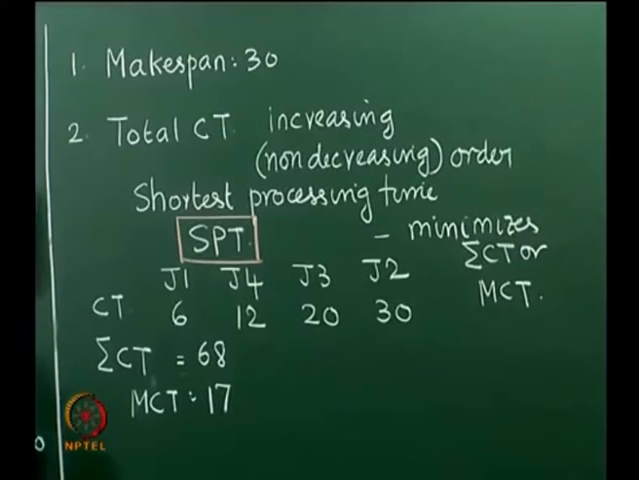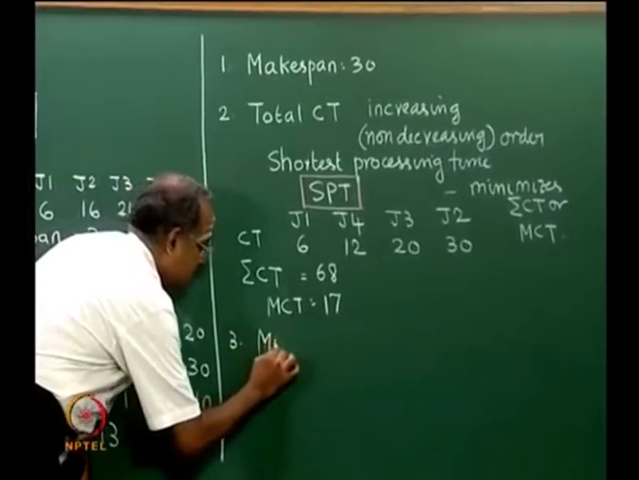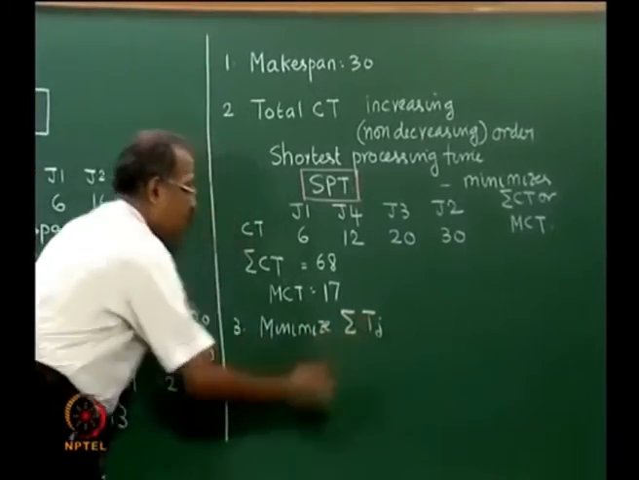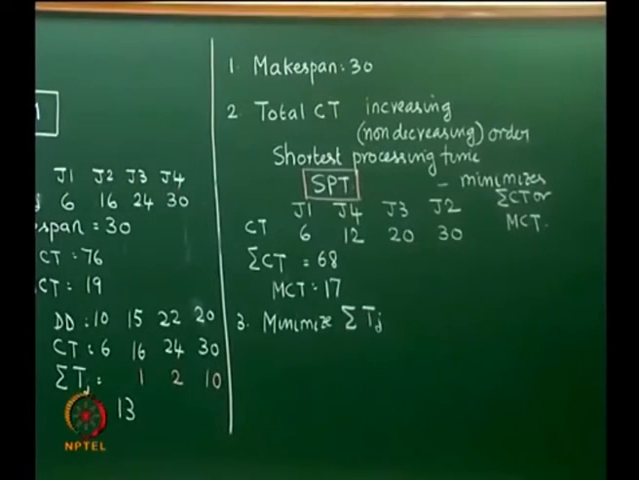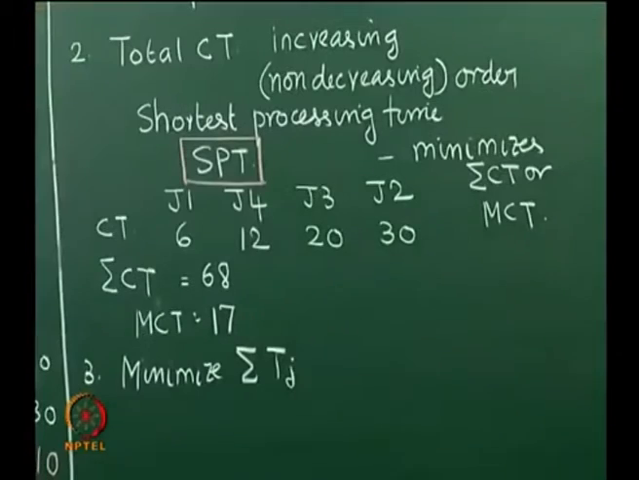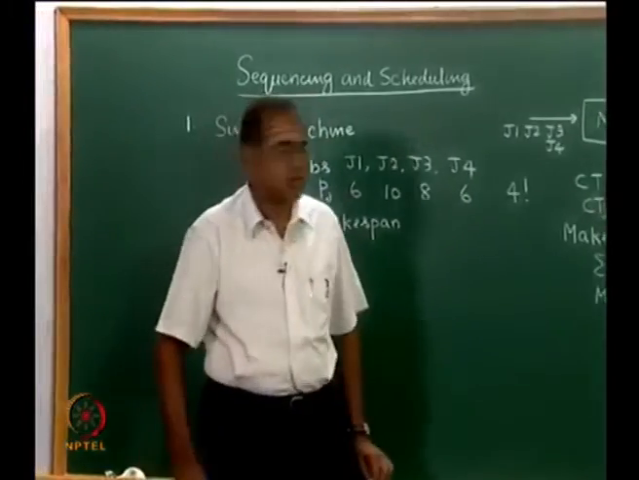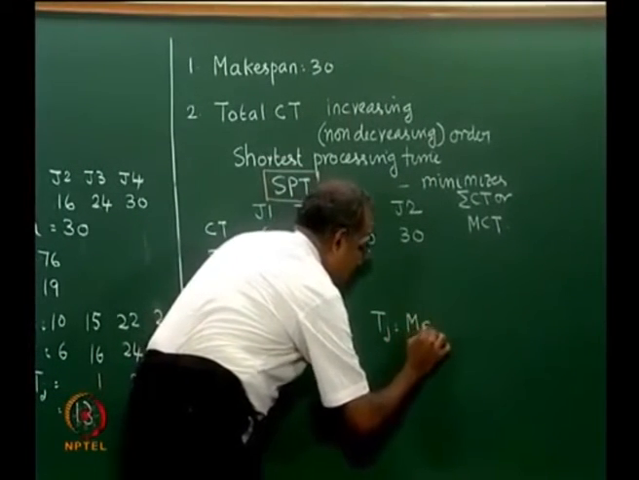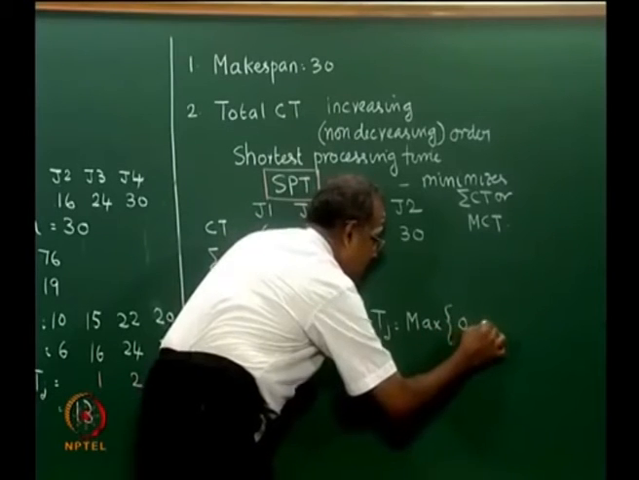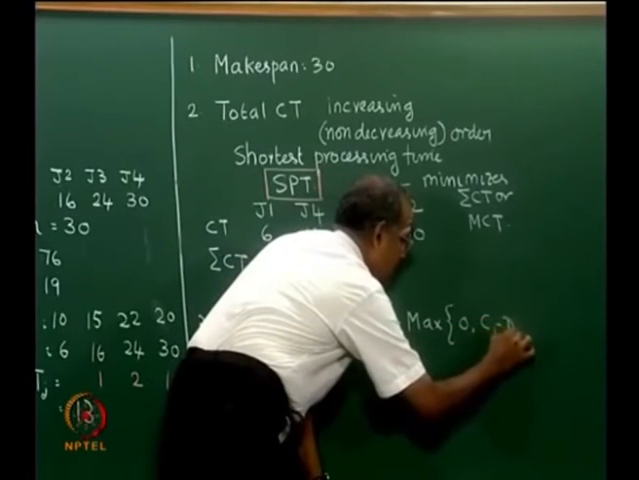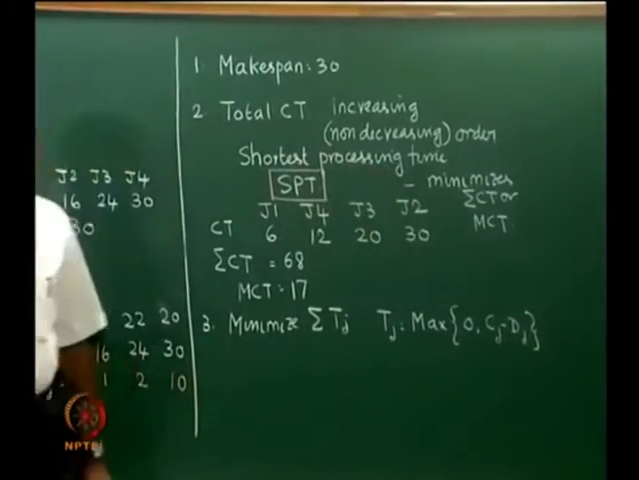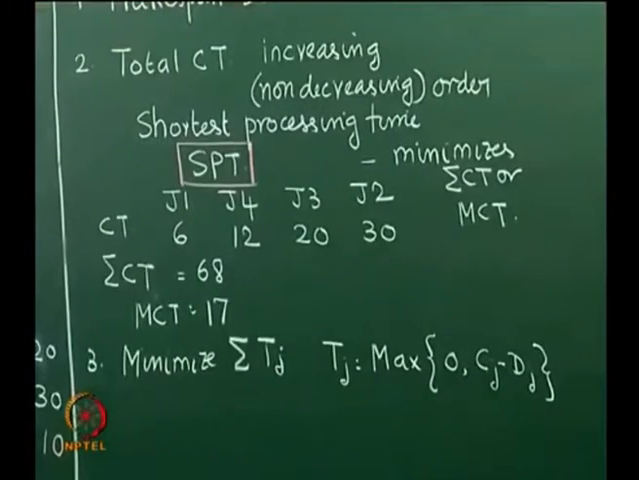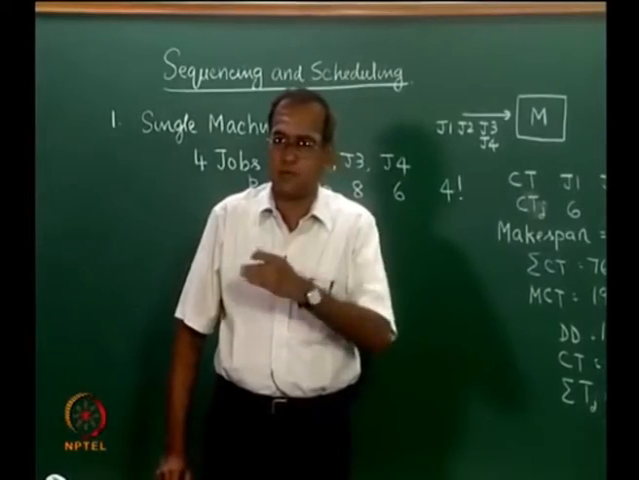Now we look at the third objective, which is minimize sigma Tj. We have already defined Tj. Tj is defined as the tardiness associated with the completion times and due dates. So tardiness Tj of job j is the maximum of 0 and Cj minus Dj. Now, Cj is the completion time, or the time at which job j is completed, and Dj is the due date associated with job j.